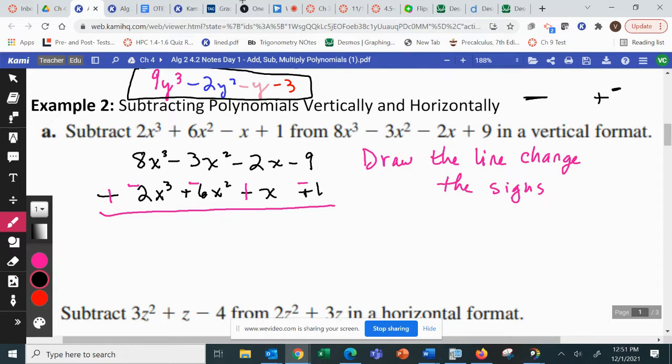So I'm going to add together 8x cubed plus a negative 2x cubed. So that's 6x cubed. I've got a negative 3x squared plus a negative 6. So negative 3 and negative 6 makes negative 9x squared. We've got a negative 2 plus a 1. So we've got negative 1x and then negative 9 minus 1. So that is a, oh, it's not a negative 9. It's a positive 9. Sorry. Didn't copy it right. Positive 9 minus 1 is a positive 8.